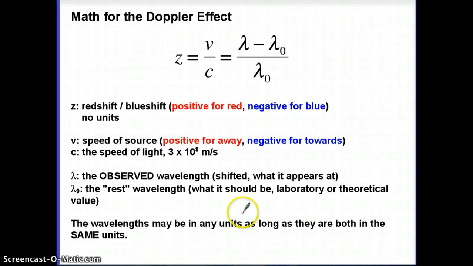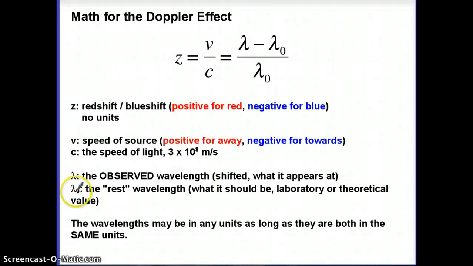confused. Lambda, without a little 0 on it, is the observed wavelength. This is what it appears to be. It's what the wavelength is that it's shifted to. It's not what it really is. It's not the wavelength that's being given off by the source. It's the wavelength that is observed by the astronomer.